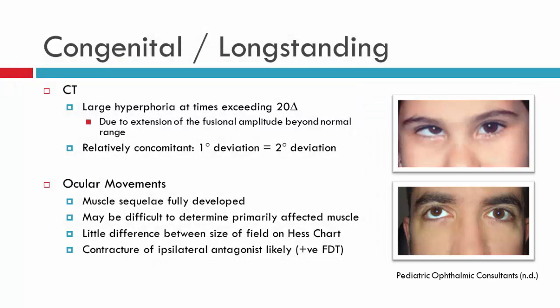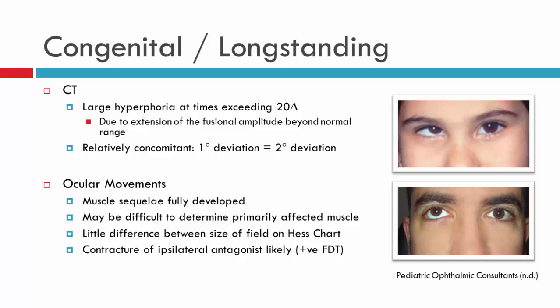The other thing that you will be aware of is that with congenital long-standing fourth nerve palsies, the deviation will become relatively concomitant, such that the primary deviation will be relatively equal to the secondary deviation. Again, as you're aware, this will make it difficult for you to determine the primary deviation and to perhaps determine the primarily affected muscle when assessing the patient.